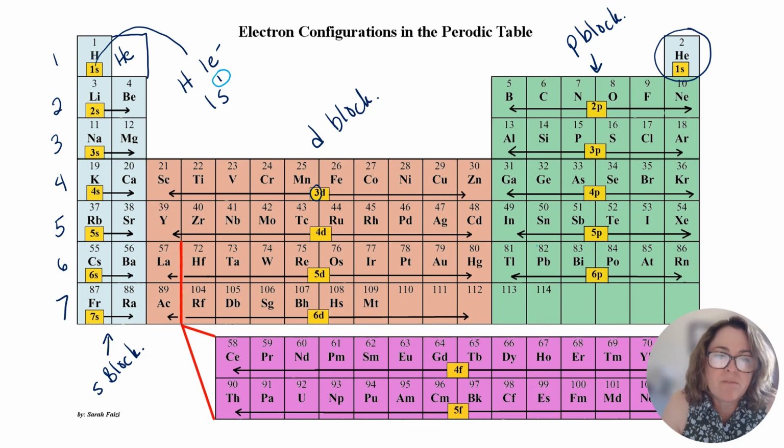Now this is something, if you've taken chemistry before, you will have heard this. If you've not taken chemistry before, don't worry about it. The way the electrons are organized is they go from lowest energy to highest energy. And they're going to organize themselves that way. And it turns out that 4s is actually a lower energy than 3d.